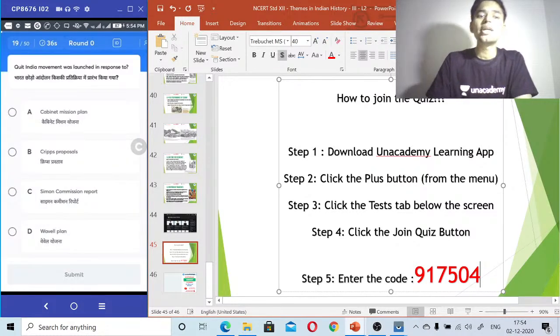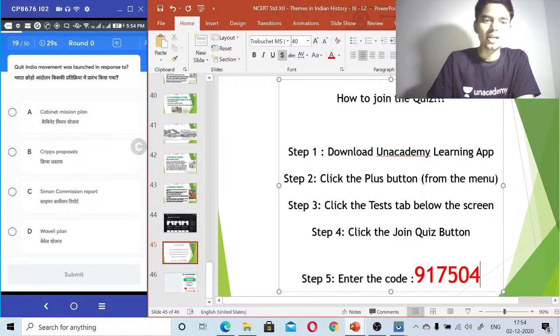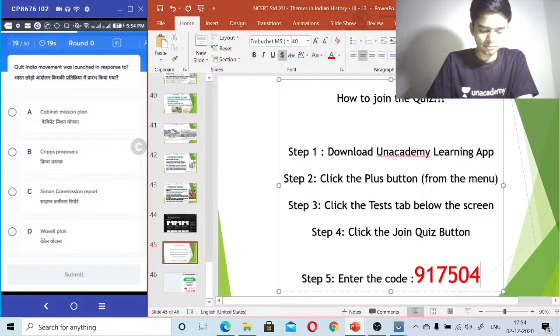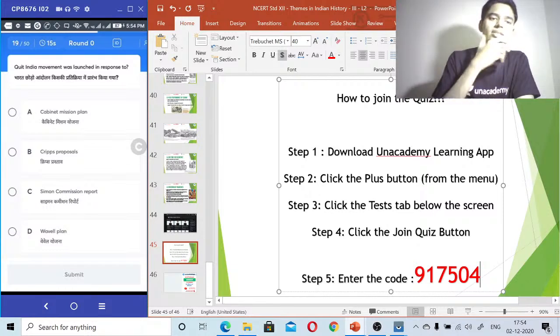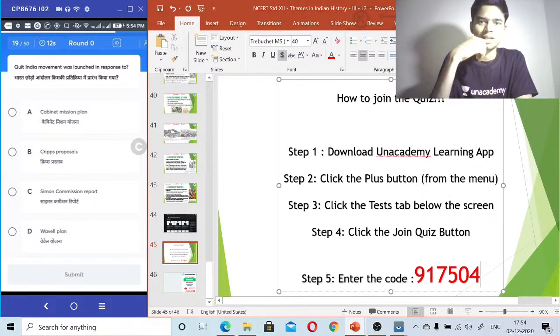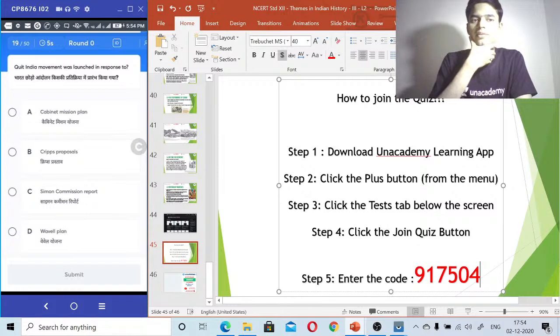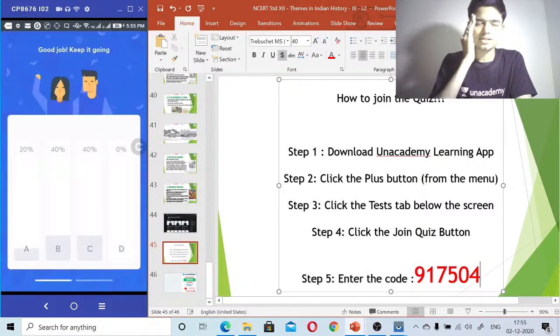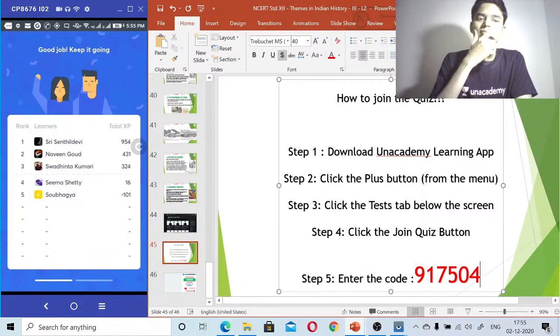Moving on to 19th question. Quit India movement was launched in response to what? Very simple question. Please get this right. Quit India movement was launched in response to option A, Cabinet Mission Plan, option B, Cripps Proposal, option C, Simon Commission Report, and option D, Wavell Plan. Okay, Quit India movement. Very famous, 1942. The year is 1942. There itself the answer lies. Okay, 5 more seconds remaining. And the answer is option B, Cripps proposals. Okay, Quit India movement came as a response to Cripps proposals. Option B. Only 40% of you got that right. That's not good. 60% got it wrong.